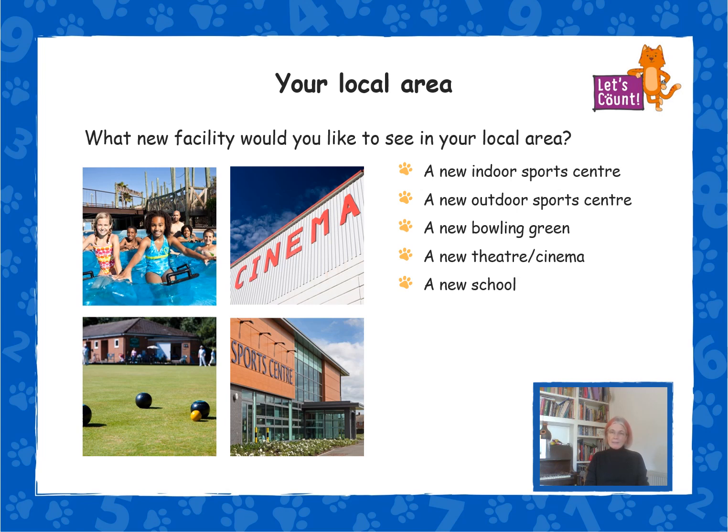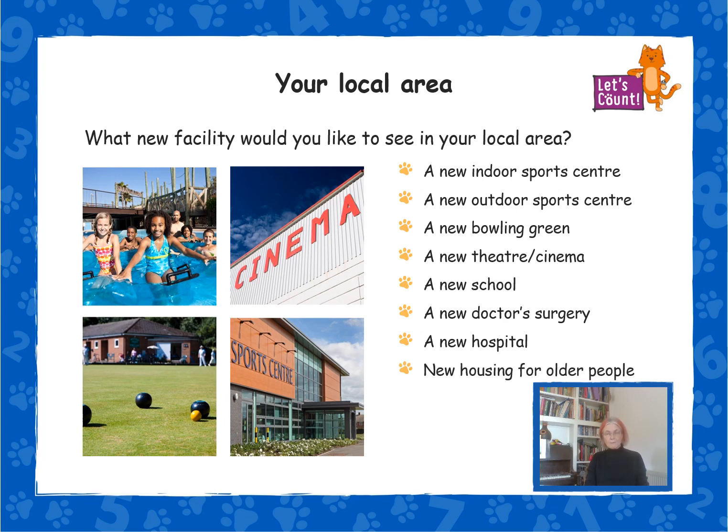There are other possibilities too. A new theatre or cinema, or perhaps new schools and healthcare are what you think your area needs. What about housing? Is there enough safe housing for older people where they can be looked after and kept safe? Have a talk to someone and remember that you need to justify your ideas. So you need to be saying, I think we need a new indoor sports centre because. You might want to pause the recording here while you talk about this.